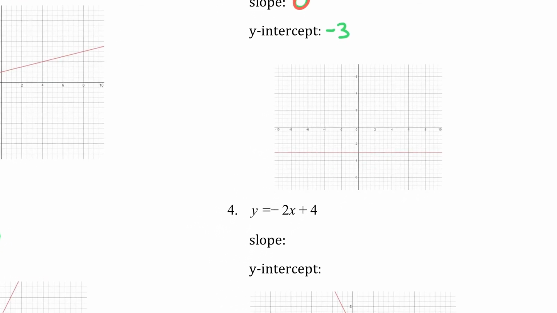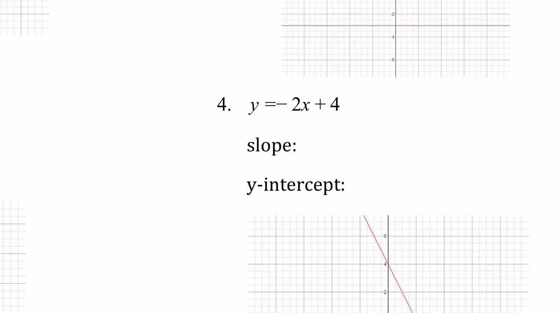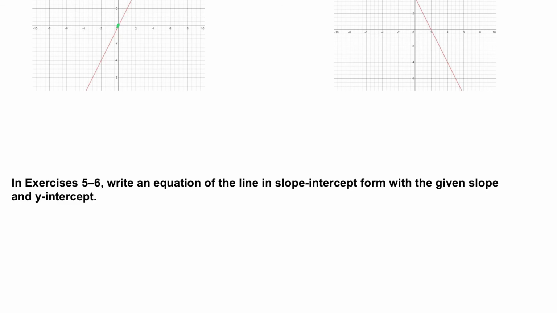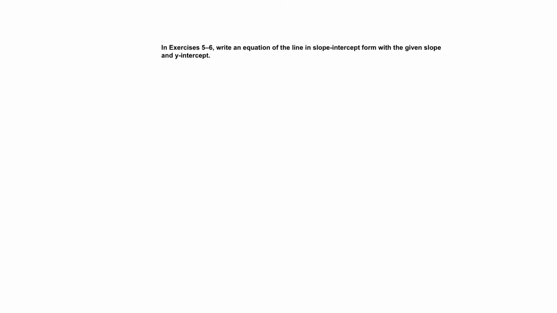In question 4, it says y is equal to -2x plus 4. Our slope is -2, and our y-intercept is 4. It says in exercises 5 to 6, write an equation of the line in slope-intercept form with the given slope and y-intercept. So let's go to find those questions.